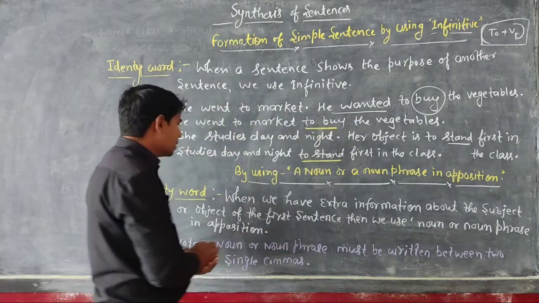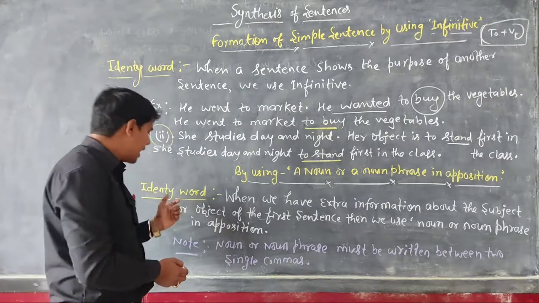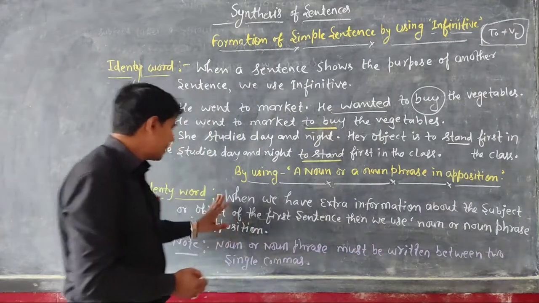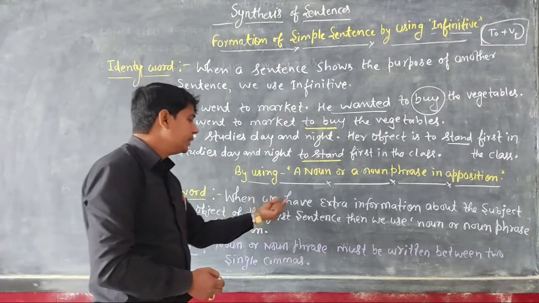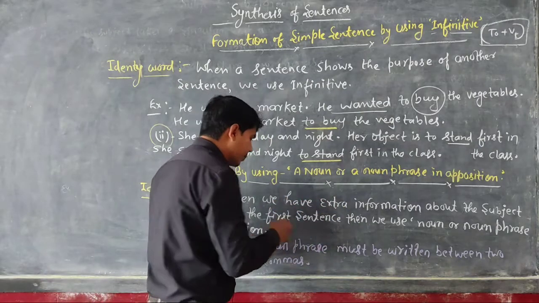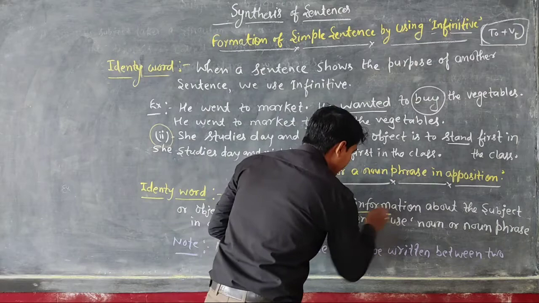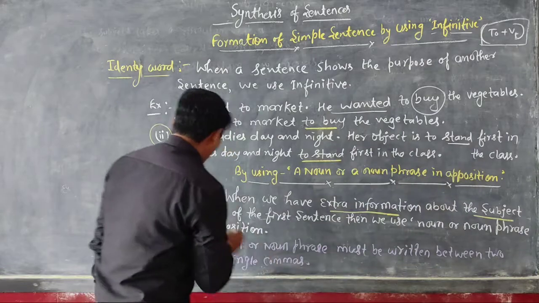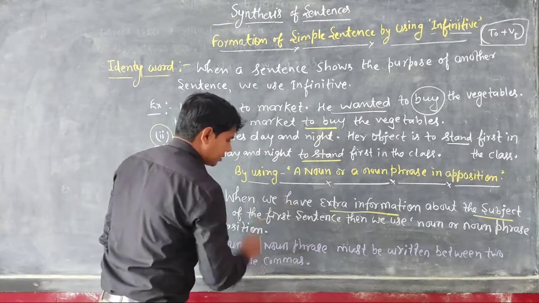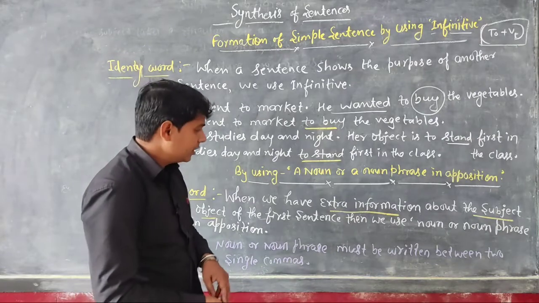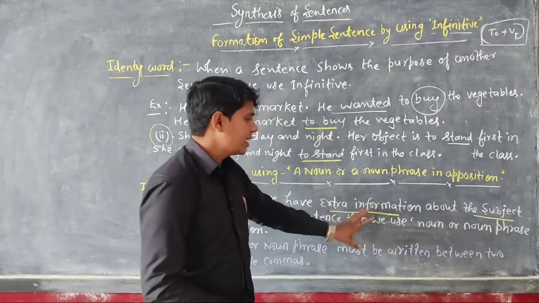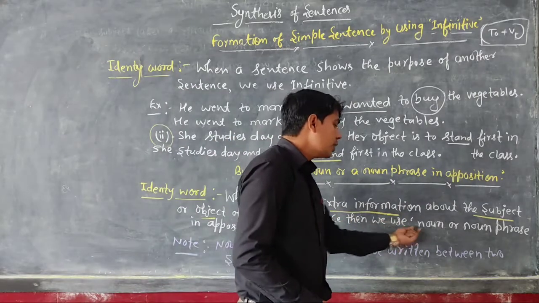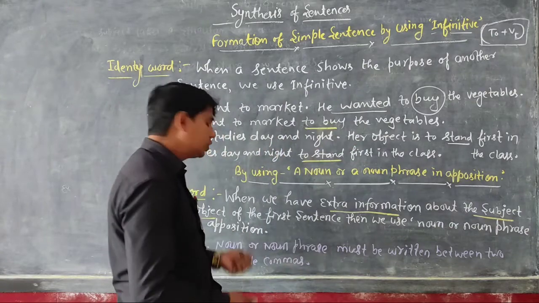Okay, so let's see what is the identification of a noun or a noun phrase. I have mentioned here, when we have extra information, just remember this point, when we have additional knowledge, extra information about the subject or object of the sentence, then we use a noun or noun phrase in apposition.